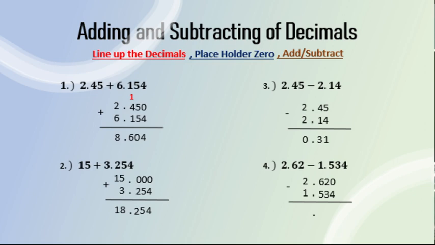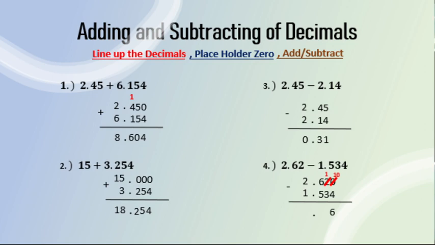Can we subtract 4 from 0? No. What should we do? We need to borrow 100 from 200. What will happen now to 2? It will become 100. What will happen now to 0? It will become 10 thousandths. Now, we can subtract. 10 minus 4 is equal to 6.